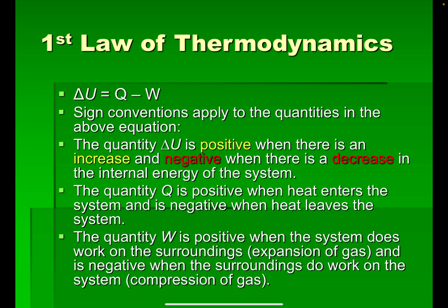So delta Q is positive when there's an increase in energy, and negative when there's a decrease in internal energy. Q is positive when heat enters the system, and negative when heat leaves the system. And then W is positive when the system does work on the surroundings, meaning it's giving off energy, and negative when the surroundings do work on the system. Okay. And this is mainly used when we're talking about gases.